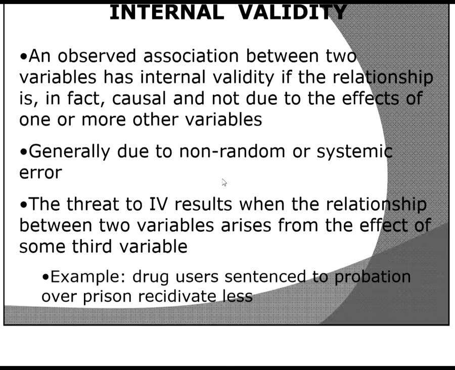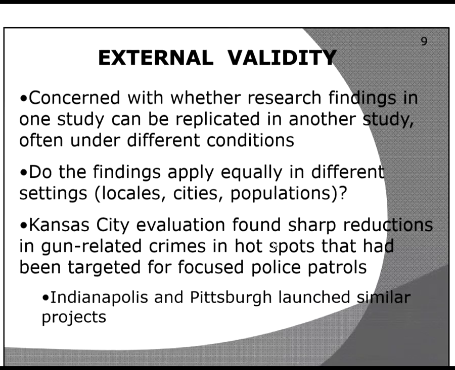Or, for example, drug users sentenced to probation over prison recidivate less. Well, of course, because your low-risk offenders are the ones that are getting probation instead of prison. The ones that are repeat offenders and stuff are getting the prison. So that's an important thing to control for, so to speak. We don't get too much into control variables in this course, but that's a way that you can actually fix that. So external validity is just another problem.